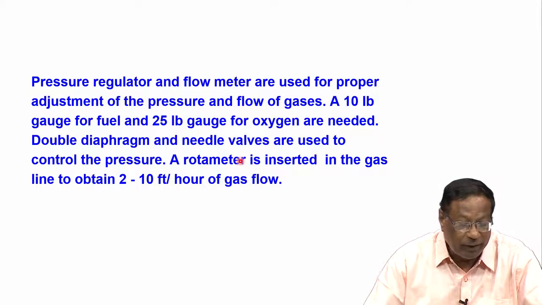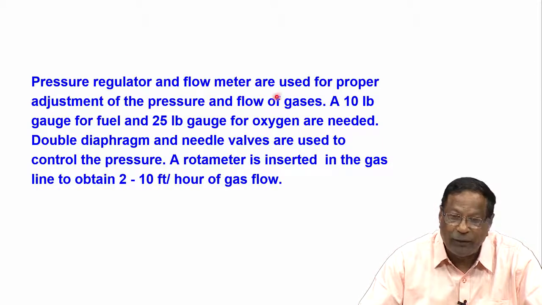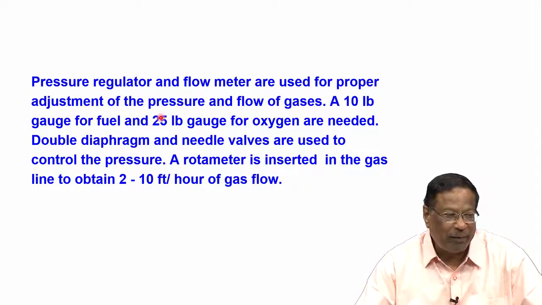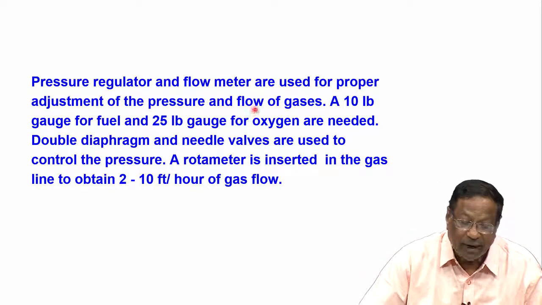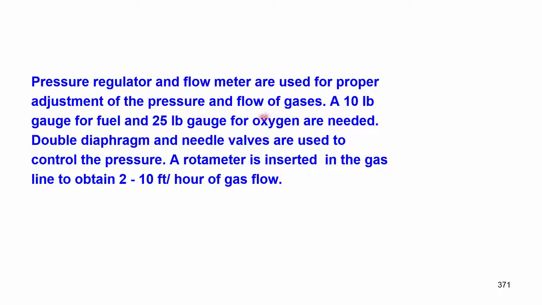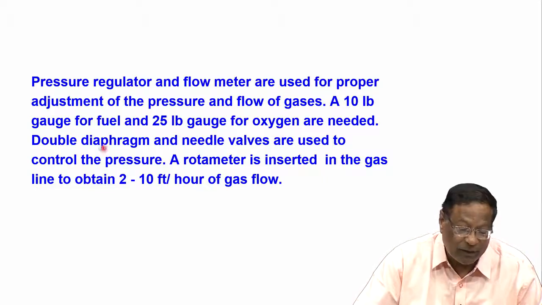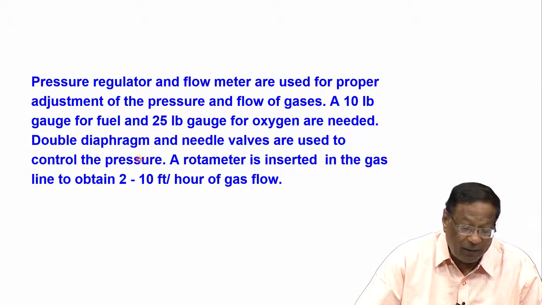Okay. So, pressure regulator and flow meter are used for proper adjustment of the pressure and flow of gases. So, a 10 lb gauge for the fuel and a 25 lb gauge for the oxygen are required. You do not need oxygen, you can also use air, and the double diaphragm and needle valves are used to control the pressure.